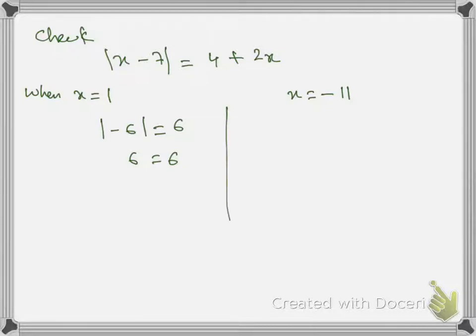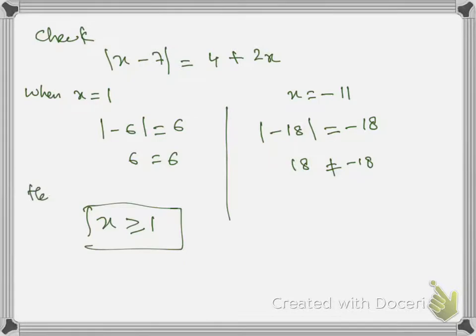Let's check the minus 11 with the original equation. With minus 11, we have minus 18 in the root. And here we have minus 22. I think it should be minus 18. So 18 cannot be equal to minus 18. Hence, x equals minus 11 will be rejected. Therefore, the right answer is x greater than or equal to 1. This is the right solution. This is the way to solve the modulus algebraic inequality.